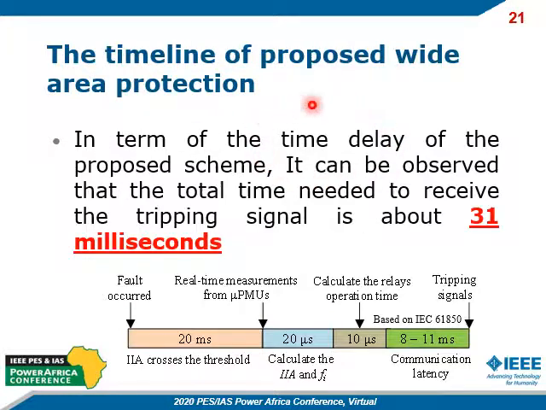In terms of the time delay of the proposed scheme, the time needed for the integrated impedance angle to cross the threshold value is about 20 milliseconds. The calculation of the integrated impedance angle and the value F in the control center needs about 20 microseconds, and 10 microseconds to calculate the operation time for all relays, plus about 8 to 11 milliseconds of communication latency based on the IEEE 61850 standard. Then the tripping signal can be generated.